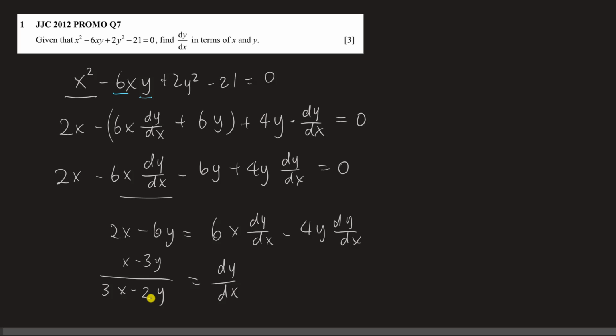3 marks, very easy. So the next question is from CJC 2012. This question is almost exactly identical, nothing fancy, just find dy/dx in terms of x and y. Once again, on the left hand side, you see a mixture of x and y. So clearly here, this is another case of implicit differentiation.